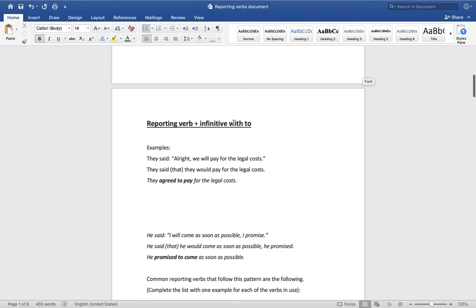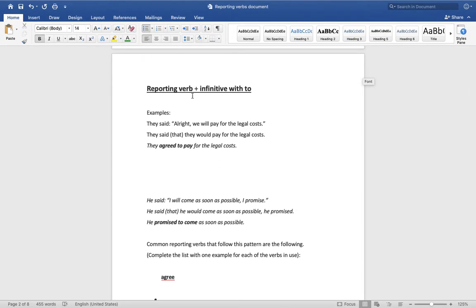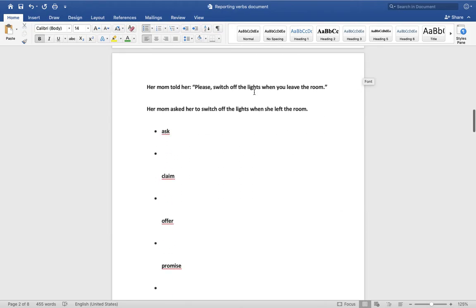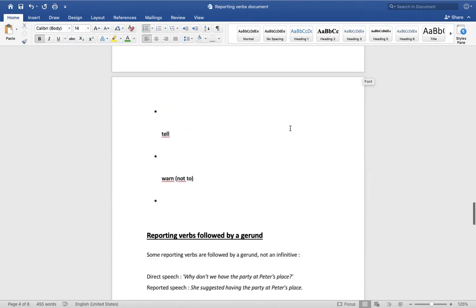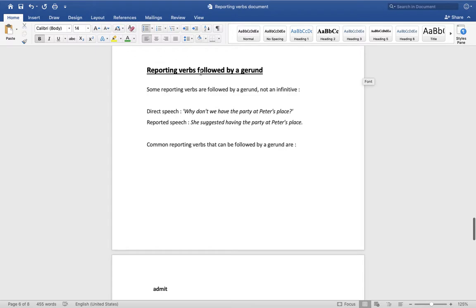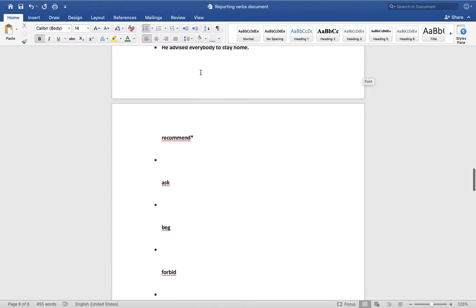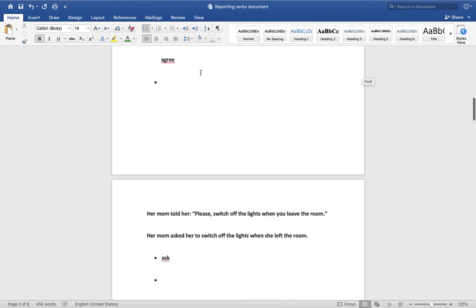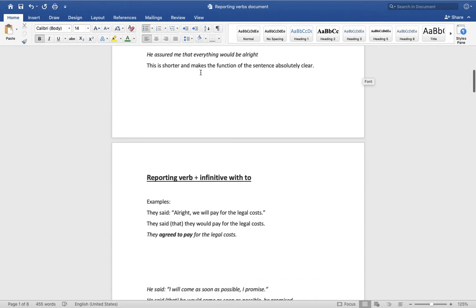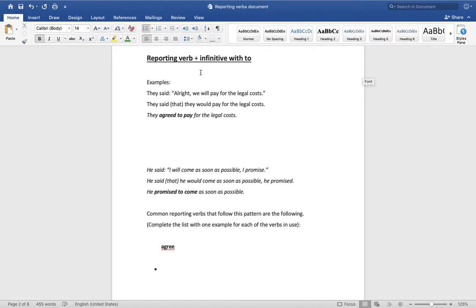We have one under the title reporting verb plus infinitive with to. The second one will be a reporting verb plus direct object, plus infinitive with to. I will refresh information about direct objects in English later. And finally, reporting verbs followed by a gerund, which is the verb in ing form, right? Not to be confused, not to be mistaken with present continuous, okay? All right, so we're gonna start with the first group right here.